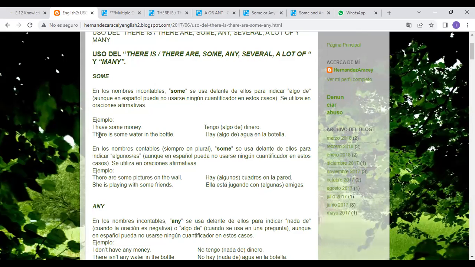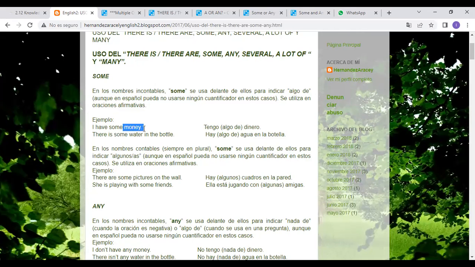So, tenemos este ejemplo. Si se dan cuenta, there is. ¿Qué era there is, guys? No, there is some water in the bottle. Hay algo de agua en la botella, okay? Exactly. So, we can use it, okay? Dice que lo utilizamos en los nombres incontables. So, for example, money, we cannot count the money, right? El dinero no lo podemos contar, right?